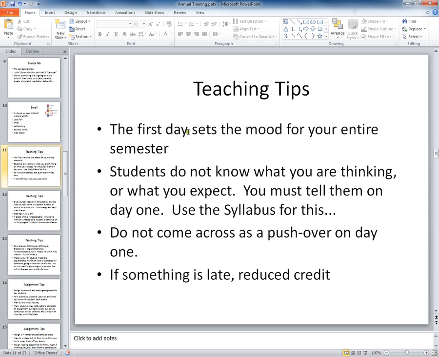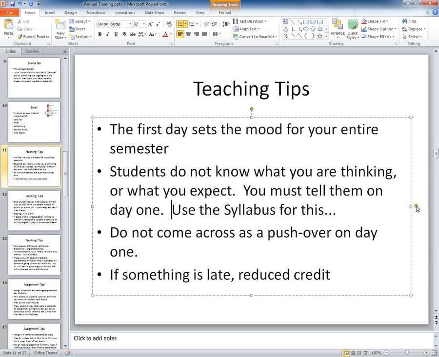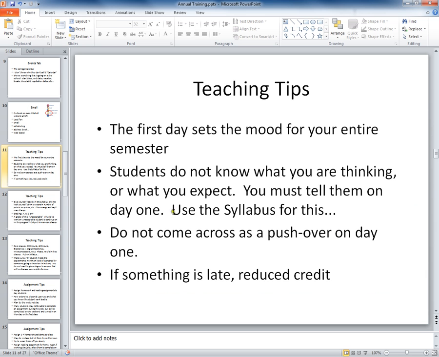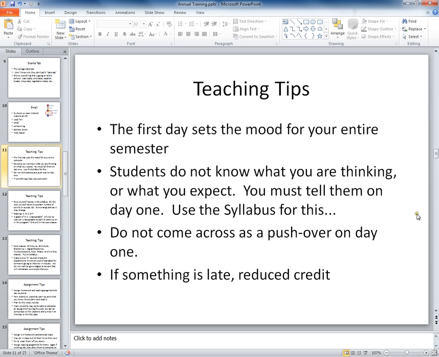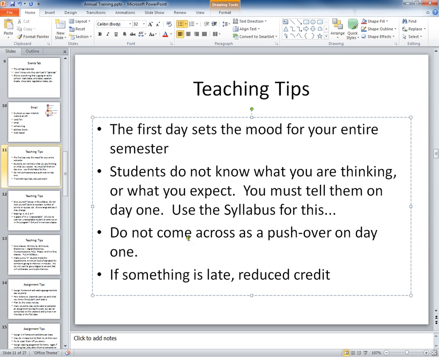First day of class sets the mood for your entire semester. Your students do not know what you're thinking or what you expect, so you must tell them. And you need to do this on day one, because there's something special about day one. You have to set the precedent for the rest of the class. They have to know who you are, what you expect. It's like the first impression. You can never change your first impression. Use the syllabus for this. Make sure you have everything on there that you want. I will give you a template that I use, and you can change it if you want.